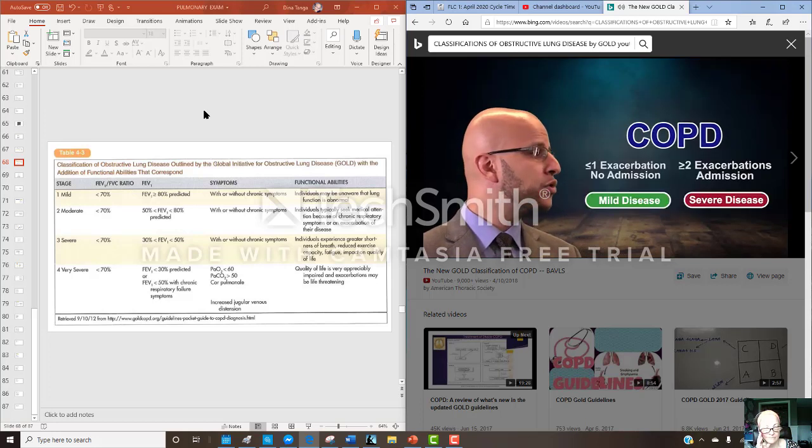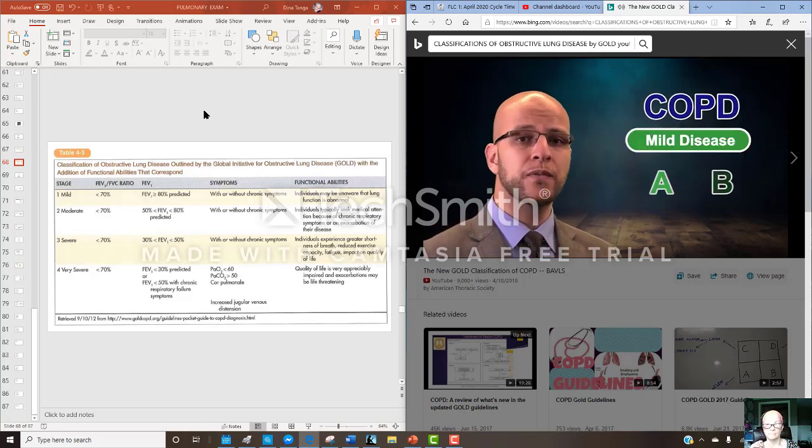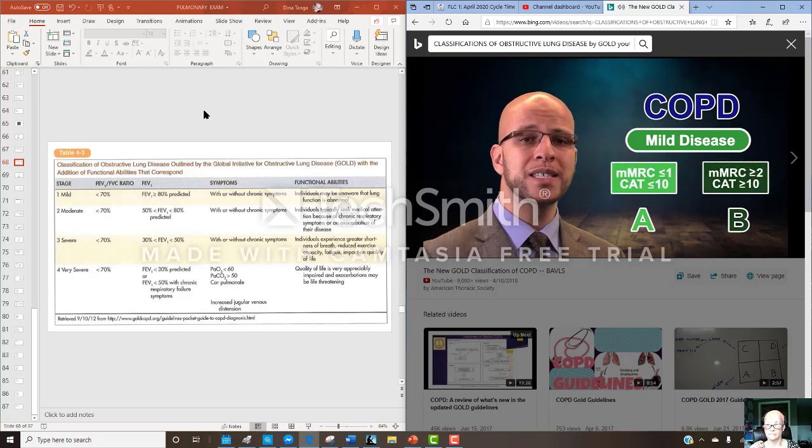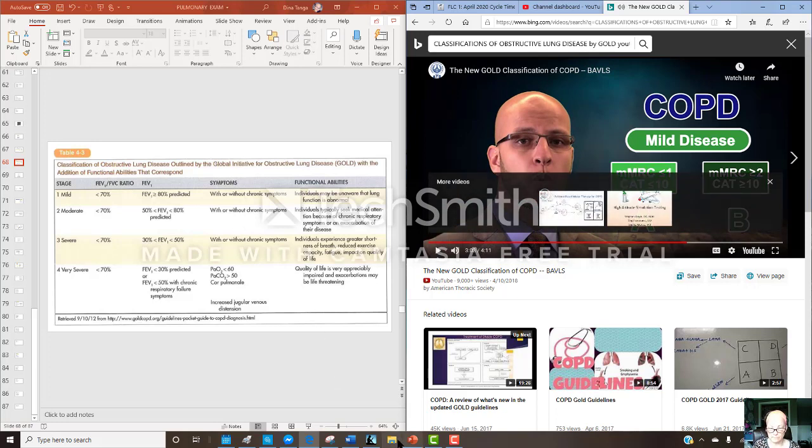But as you can see, this is too broad. We need to be more specific. So let's further break it down into A and B, depending on severity of shortness of breath using the modified Medical Research Council scoring system and using the functional status of the patient. Okay, that looks more than what we need.